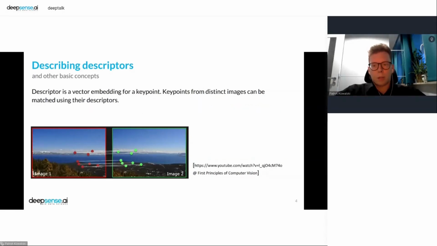And it's not enough just to find those points. We also need to describe them to be able to match the key points between different images. So we need a descriptor for that, and we can think of a descriptor as a vector embedding for a key point.